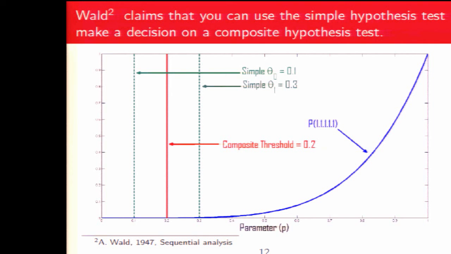So if the test that was going to test the simple hypothesis was going to say H1 for the actual value that it was testing, it would also say H1 for values of the parameter past the value it was looking for.